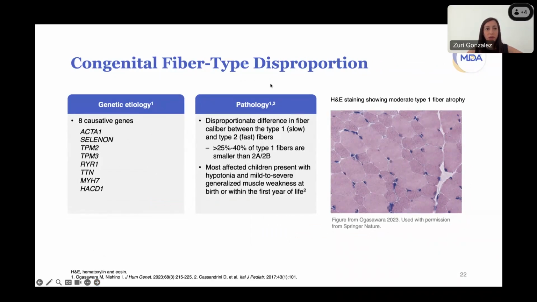The last group that we're going to talk about is congenital fiber type disproportion. There are up to 8 genes that are associated with this group. And what we will see on the muscle biopsy will be this difference in the caliber of the fibers between the type 1 that are the slow ones and the type 2 that are the fast ones. Usually the type 1 in this kind of disorder will be smaller. Most of the patients affected with this will have hypotonia, and it can range from mild to severe generalized weakness within the first year of life.